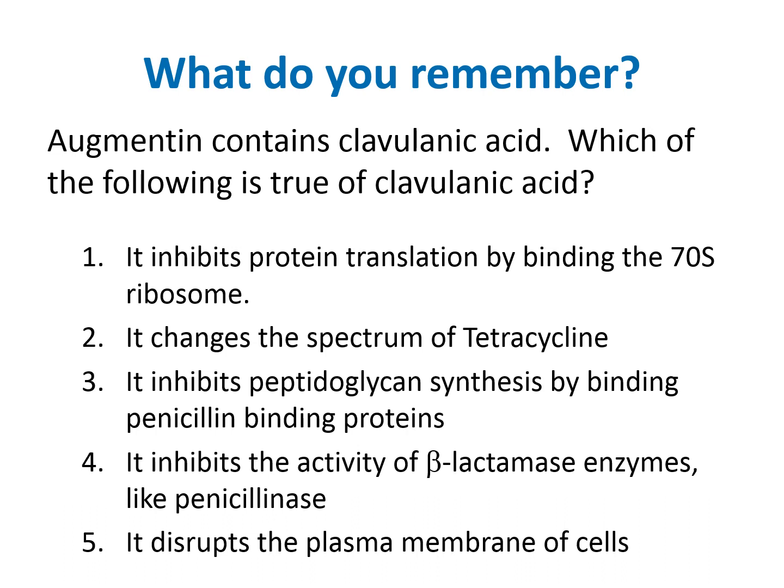One more. Augmentin contains clavulanic acid. Which of the following is true of clavulanic acid? Is it number 1, it inhibits protein translation by binding the 70S ribosome? Or it changes the spectrum of tetracycline? Or it inhibits peptidoglycan synthesis by binding penicillin binding proteins? Or it inhibits the activity of beta-lactamase enzymes like penicillinase? Or is it that it disrupts the plasma membrane of cells? What do you think?